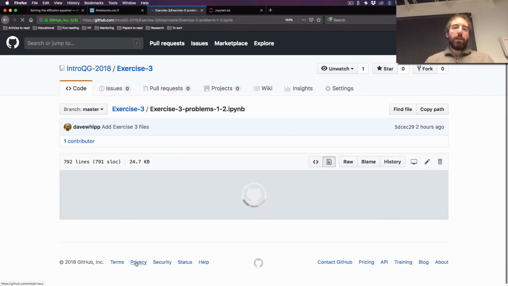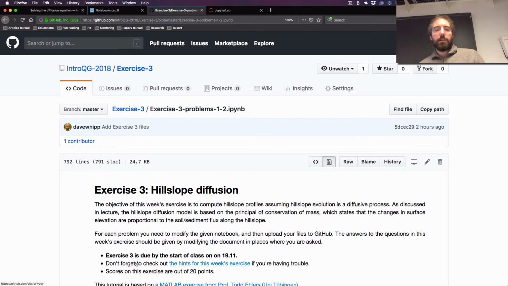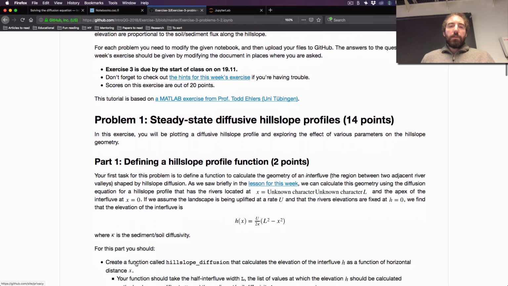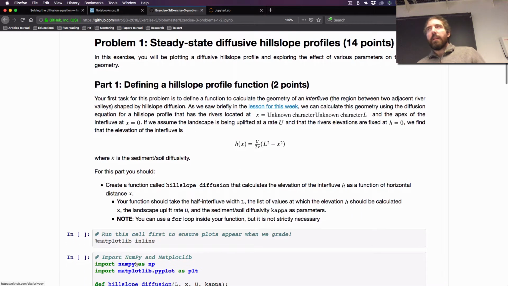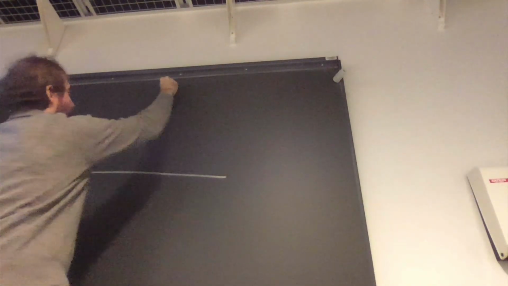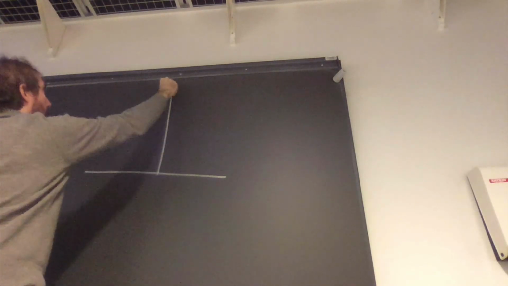But I can just give you a quick overview of the two problems, and then you're welcome to get started. The first one is essentially where we set things up. We're going to calculate these diffusive Hillslope profiles, and maybe I'll just draw a quick thing on the board just to show the picture of a few things that are important.